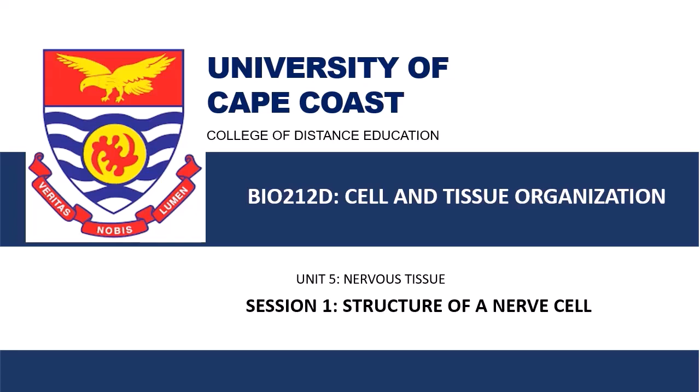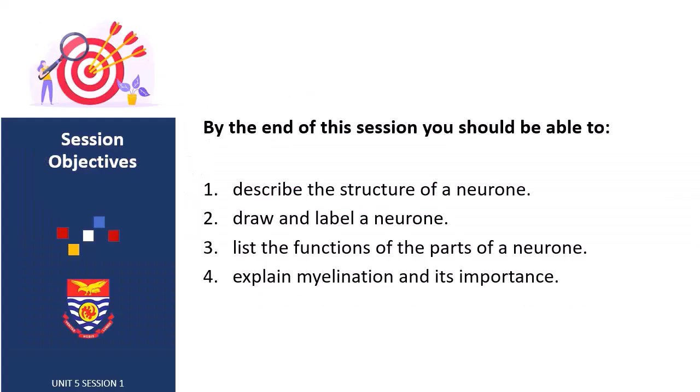Let's begin with Unit 5, Session 1, which looks at the structure of a nerve cell. Hope you enjoy this session as well. By the end of this session, you should be able to describe the structure of a neuron, draw and label a neuron, list the functions of the parts of the neuron, and explain myelination and its importance.